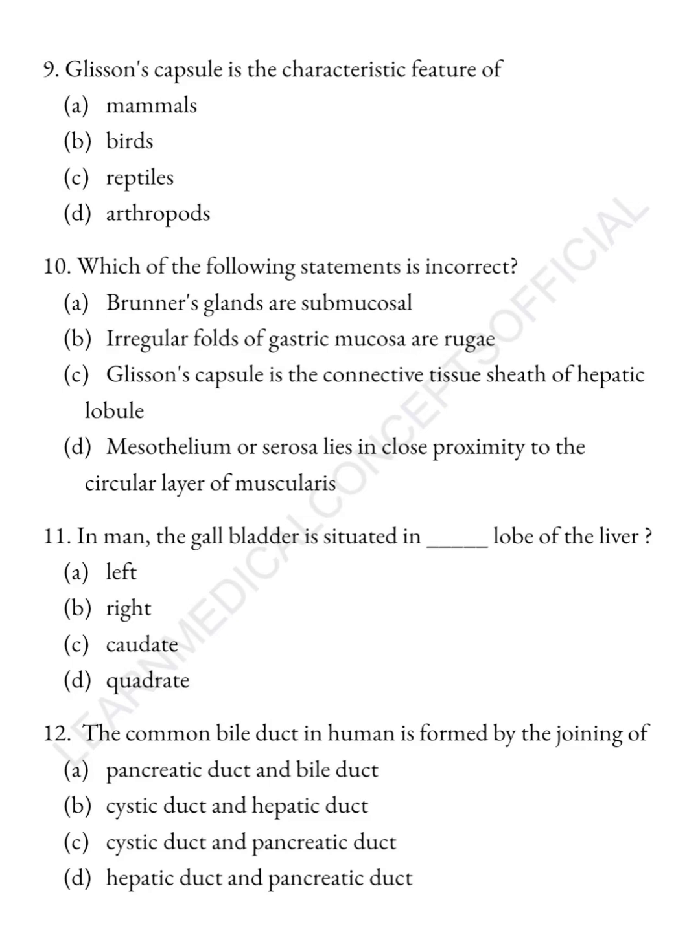Coming to the 10th question, which of the following statements is incorrect? Option A, Brunner's glands are submucosal. Option B, irregular folds of gastric mucosa are known as rugae. Option C, Glisson's capsule is the connective tissue sheath of hepatic lobule. Option D, mesothelium or serosa lies in close proximity to the circular layer of muscularis. And your time starts now.